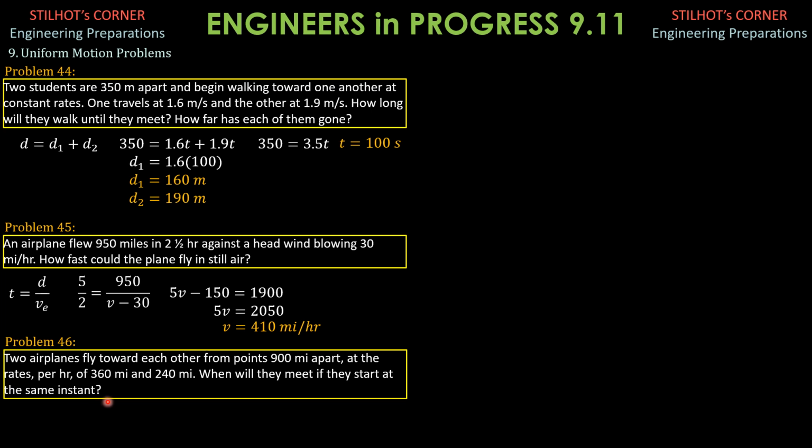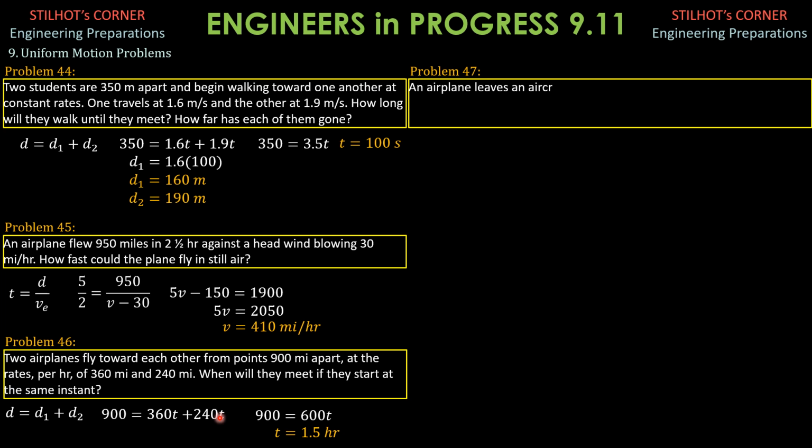So traveling at the same instant means that the travel times of the two airplanes are equal. So distance equals distance 1 plus distance 2, the distance traveled by one airplane plus the distance traveled by the second airplane. So 900 equals 360 times time plus 240 times time. So 900 equals 360 plus 240, which is 600, so 900 equals 600t. So the time that the two planes meet is equal to 1.5 hours. Then next, problem 47.